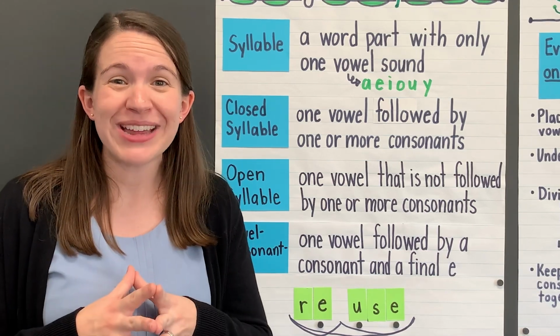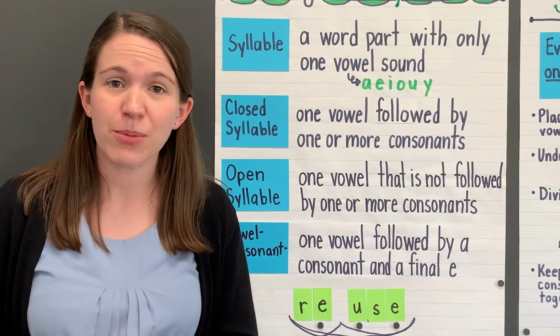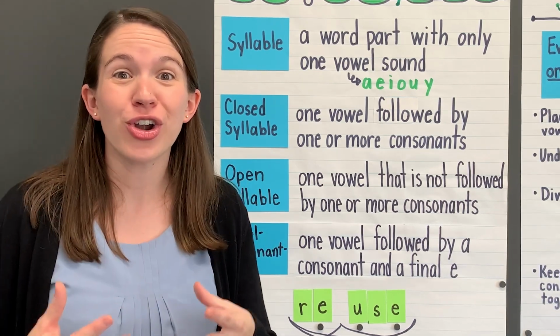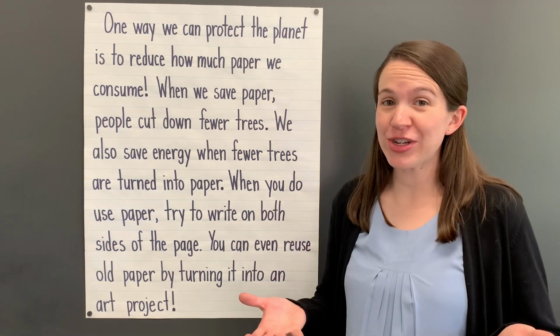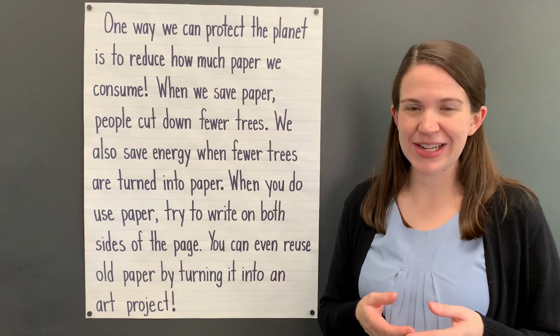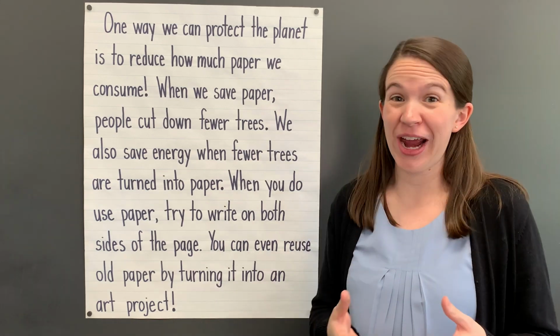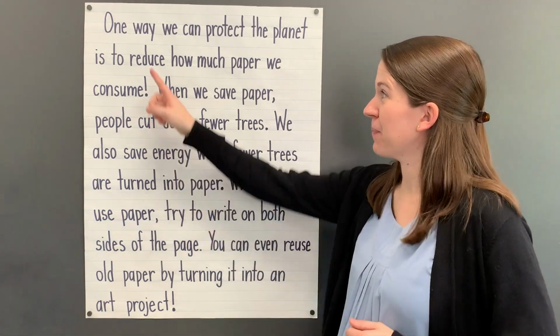The more that you pay attention to the different types of syllables in a word, the better you'll be able to read longer and challenging words. Now that we've learned so much about vowel consonant E syllables, let's read a text that is full of this type of syllable. Read with me.